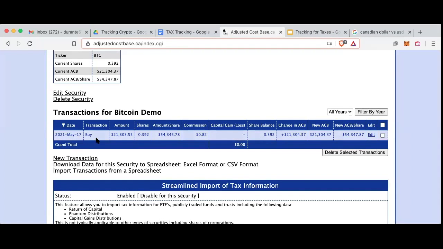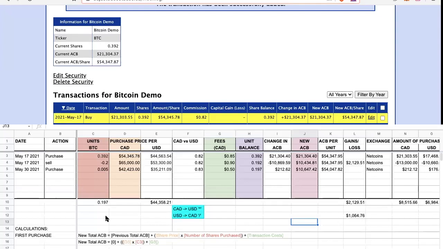And here it tells me all the information I need for tax purposes. Let's compare that to our chart. So looking at the chart I just entered and my own chart, let's compare. The date matches, of course. We had a buy, I call it a purchase. The amount that we spent was $21,303. In my calculation, it comes over here, 21,303. Number of shares, 0.392. Here's our unit balance, 0.392.